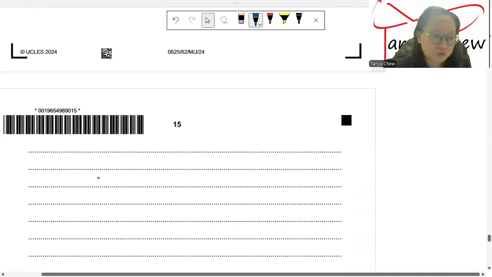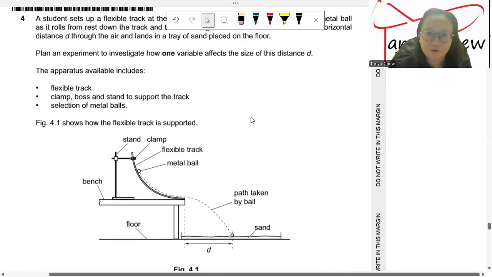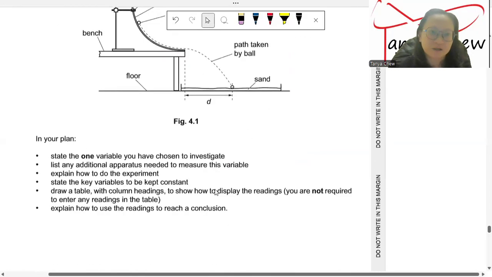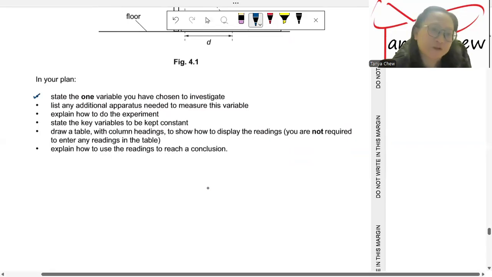I choose the mass of the metal balls, because they gave me a selection of metal balls. Mass of metal ball is a variable that could affect d. Now I've done with the first part, so I put a tick here.